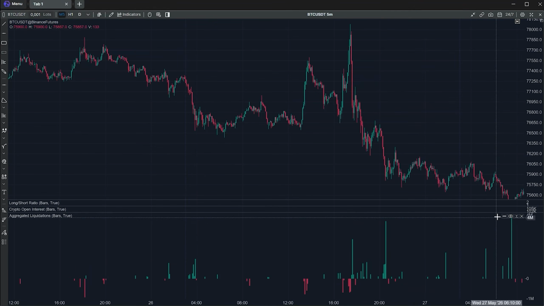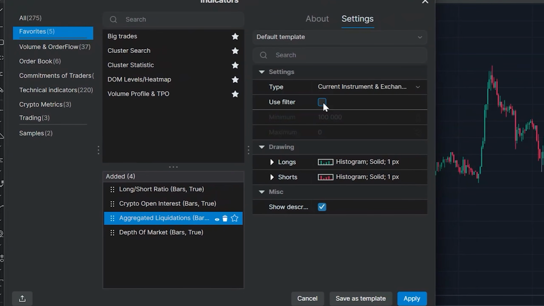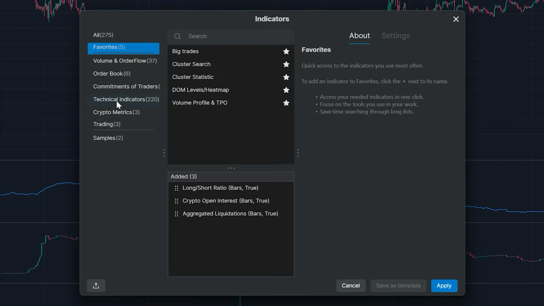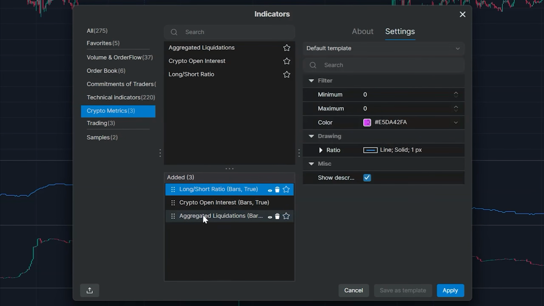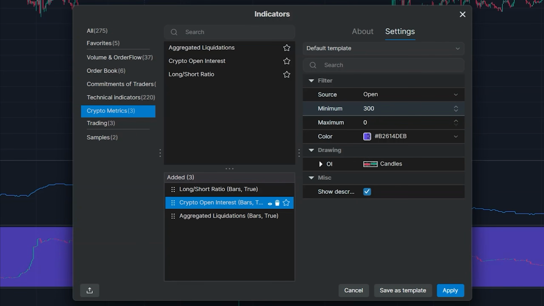All 3 indicators receive data via CoinGlass. It collects information from crypto exchanges. ATAS picks it up and adds size-based filters. Let's take a look at the indicator settings. As you can see, there's a separate tab here called Cryptometrics. The open interest and long-short ratio settings are minimal. Timeframe and styling. Here, the work is all about interpretation.